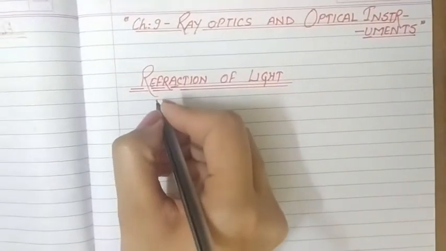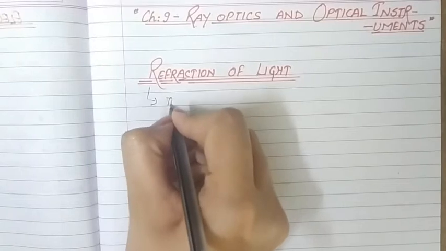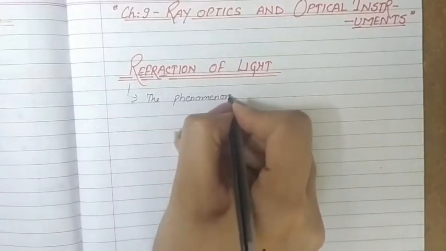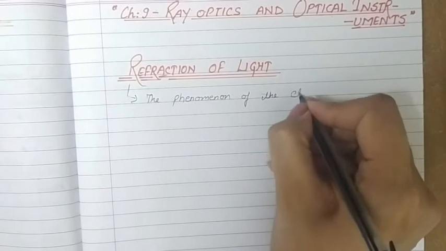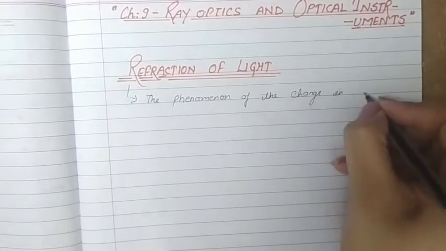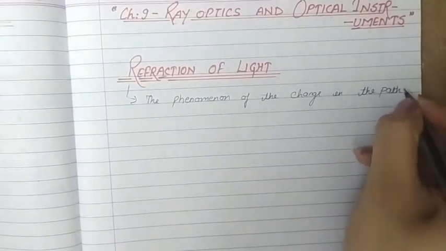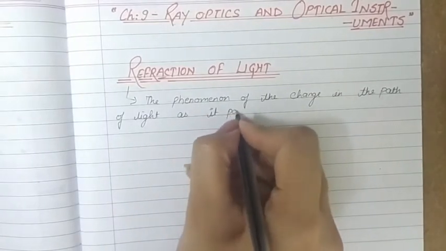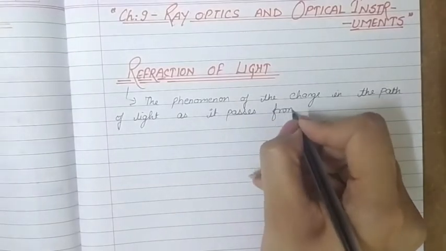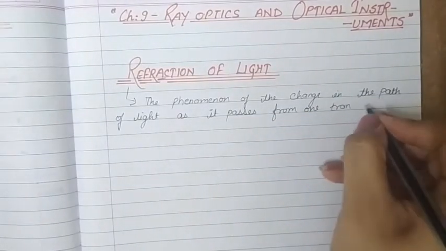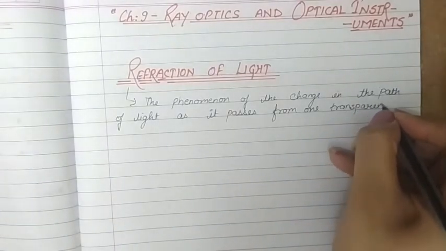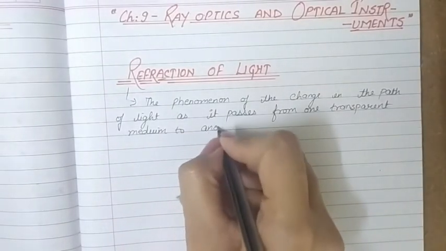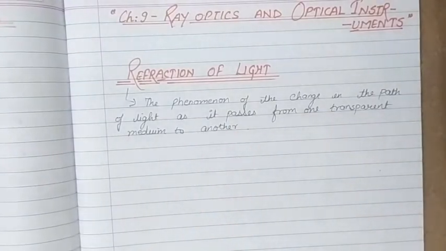So we can define refraction as the phenomenon of the change in path of light as it passes from one transparent medium to another, and this phenomenon is called refraction of light.